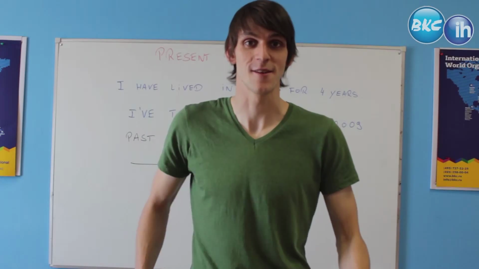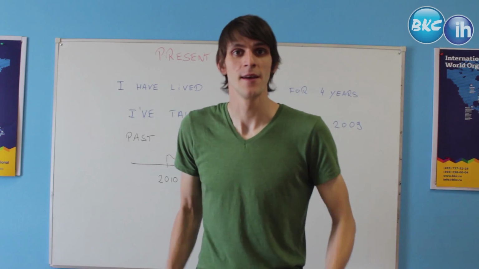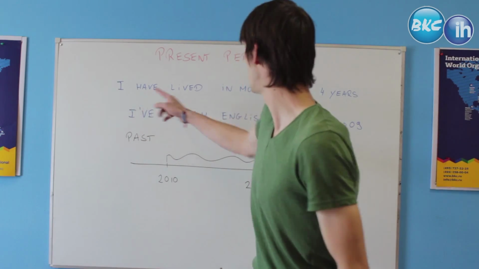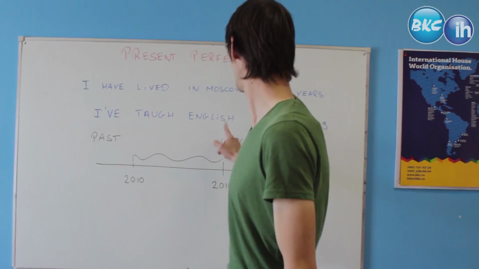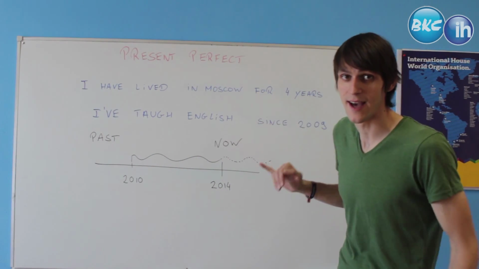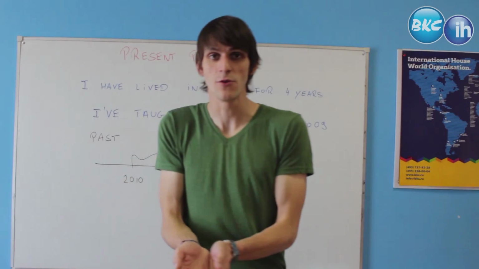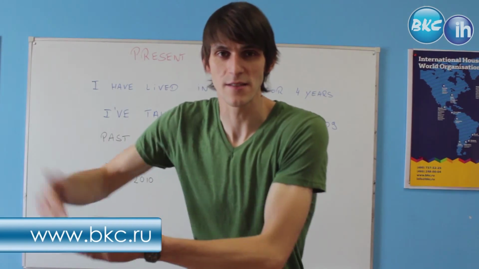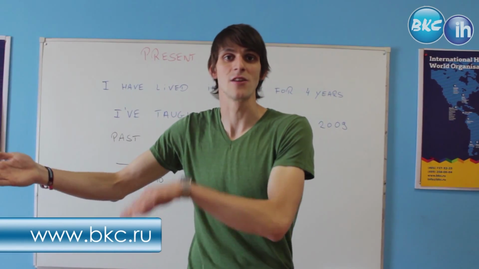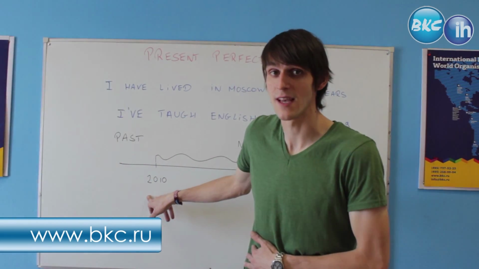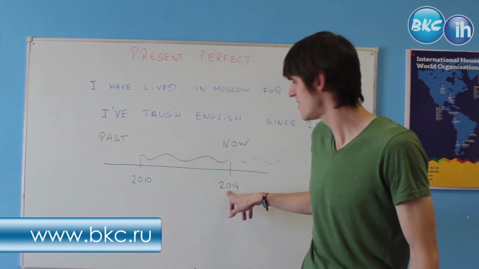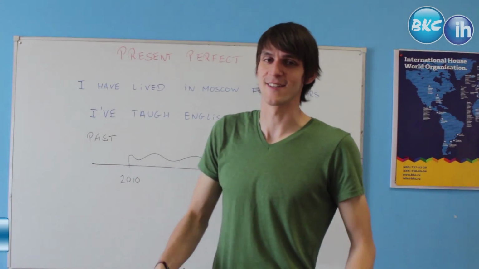So let's take a look at some of the examples of present perfect. As I have already told you, I have lived in Moscow for 4 years, and I have taught English since 2009. In general, we use present perfect to show that something started in the past and it hasn't been finished yet. So I arrived in 2010, now it's 2014, and I'm still here.